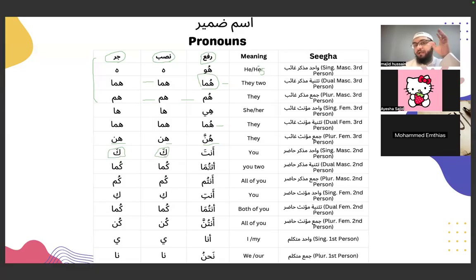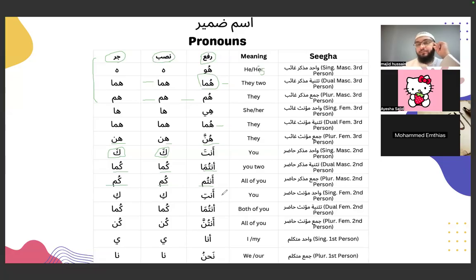You two, antuma. In the state of rafa it is antuma, in the state of nasab, kuma, and in the state of jar, also kuma. And all of you males, antum. Antumul fuqara'u ila Allah. There is an ayah in the Quran: antum, that all of you, all of humanity, are fuqara, in need of Allah subhanahu wa ta'ala. Then kum in the state of nasab, and in jar also kum.